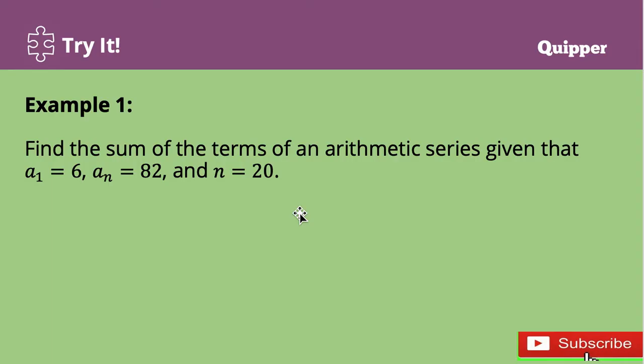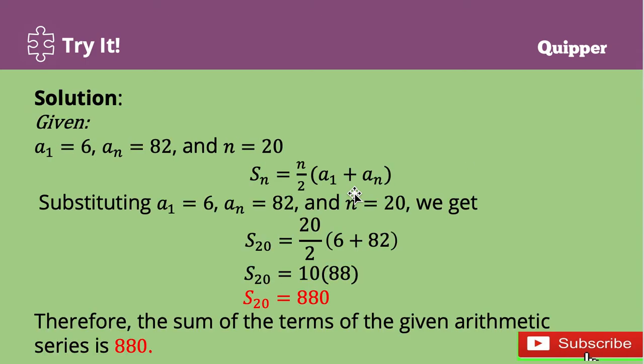Let's try some examples. Example number 1. Find the sum of the terms of an arithmetic series given that a sub 1 is equal to 6, a sub n is equal to 82, and n is equal to 20. In the given example, the variables a sub 1, a sub n, and n are already given. We can use the formula S sub n is equal to n over 2 times the quantity of a sub 1 plus a sub n.